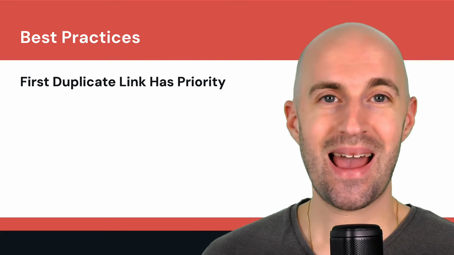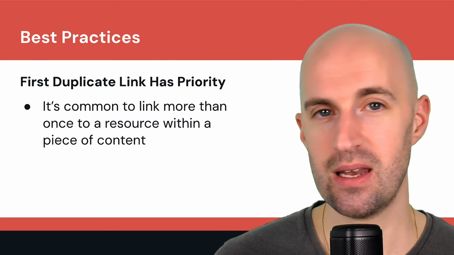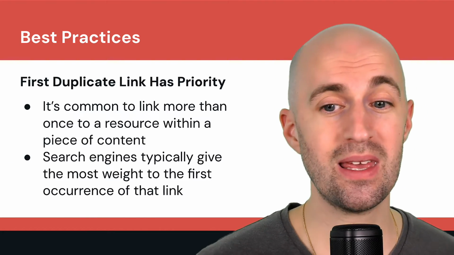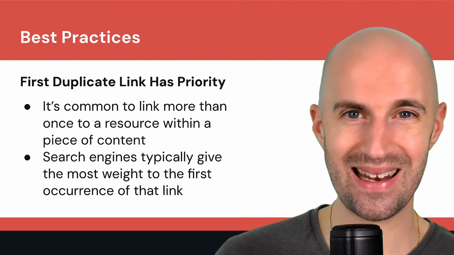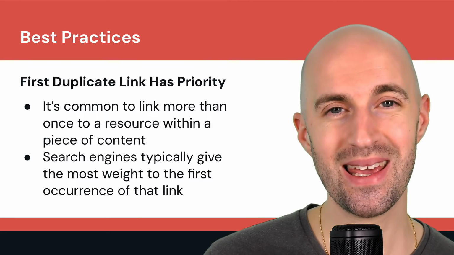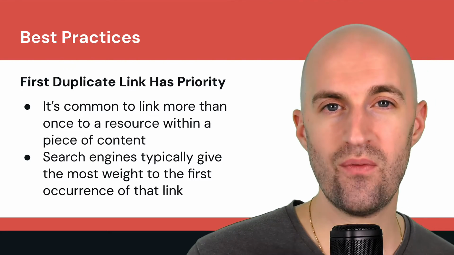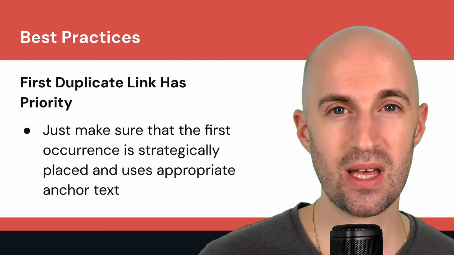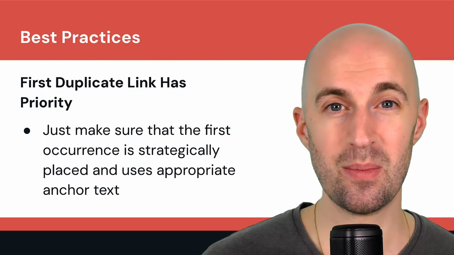First duplicate link has priority. It's common to link more than once in a resource, and it's perfectly okay. But you need to understand that search engines typically give the most weight to the first occurrence of that link. So let's say you're reading down an article, the first link gets the priority, and that anchor text gets that kind of priority as well, before it looks at the other ones. That's why, when you do link more than once, make sure the first occurrence has the most relevant anchor text and is in the position that you want it to be.